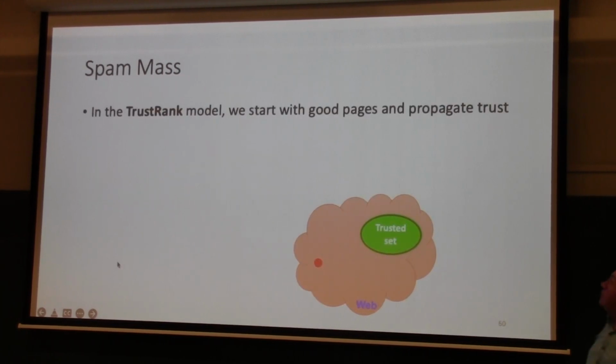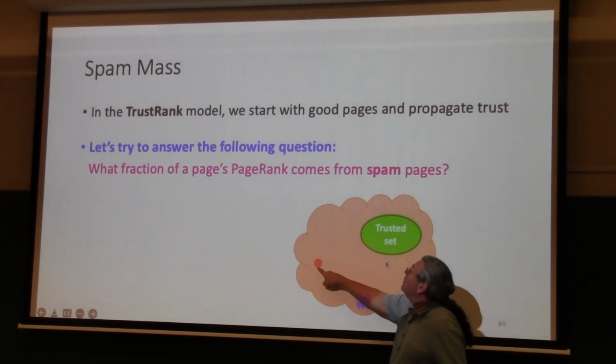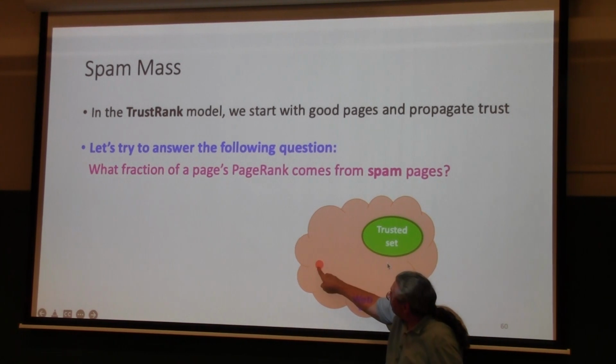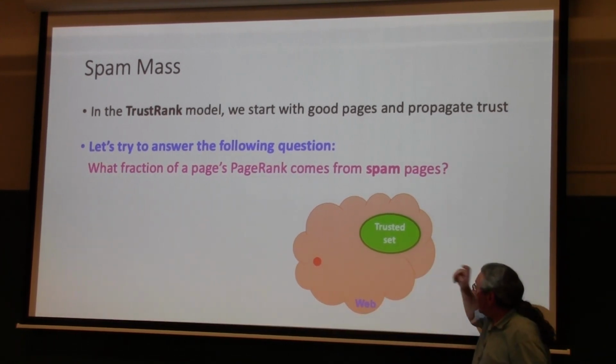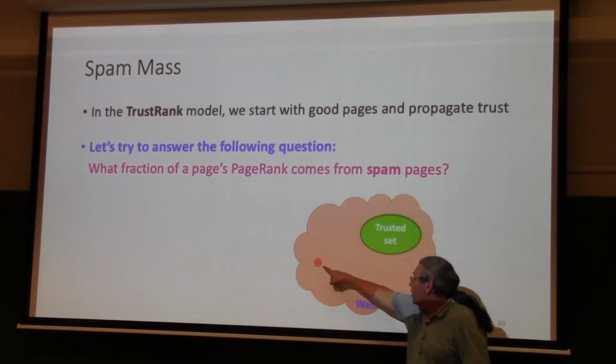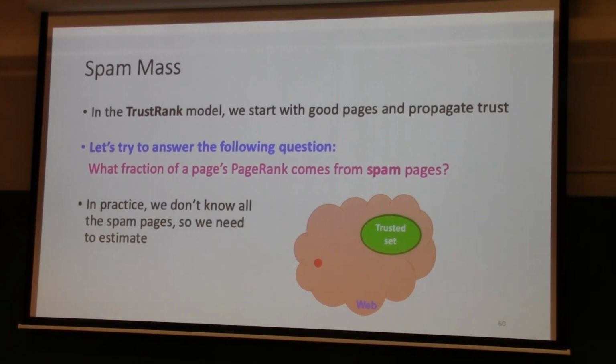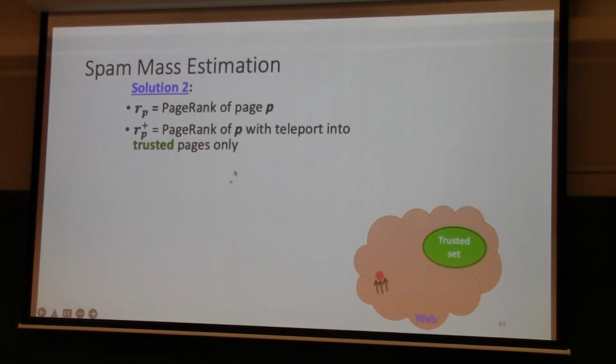So the way that it's done in the TrustRank model is we have this concept called spam mass. So you start with this green trusted set of pages, and this is the page you're looking at. And then you're looking at the PageRank of this page. And you want to say, how much of this PageRank is coming from spam, and how much is coming from trusted pages? Okay? So there's some kind of estimate. We don't really know. So r_p is the PageRank of page p.